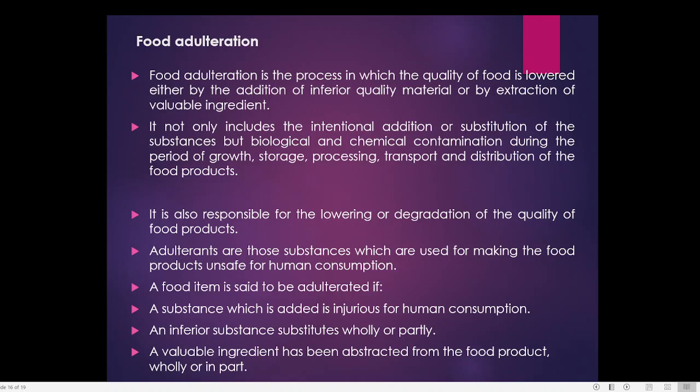So you have an idea what food adulteration is. Adulteration means adding some, sometimes harmful, sometimes harmless, ingredient into the food in order to either increase the quantity of the food or the quality of the food. So it's a process in which the quality of the food is lowered, either by addition of inferior quality material or extraction of a valuable ingredient.